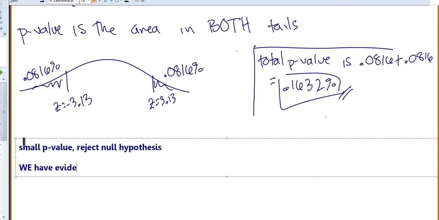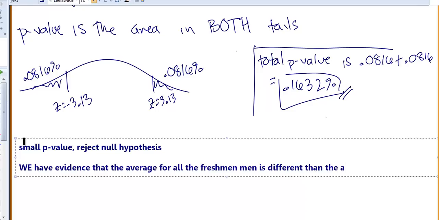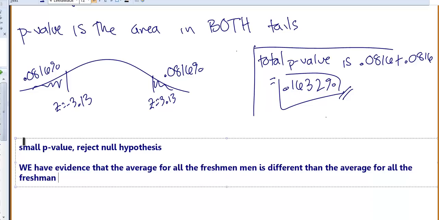So we have evidence that the average for all the freshman men is different than the average for all the freshman women. Now notice this doesn't actually tell us which one is higher, if it's the women higher or the men higher. All that it's telling us is that, yes, they are different.